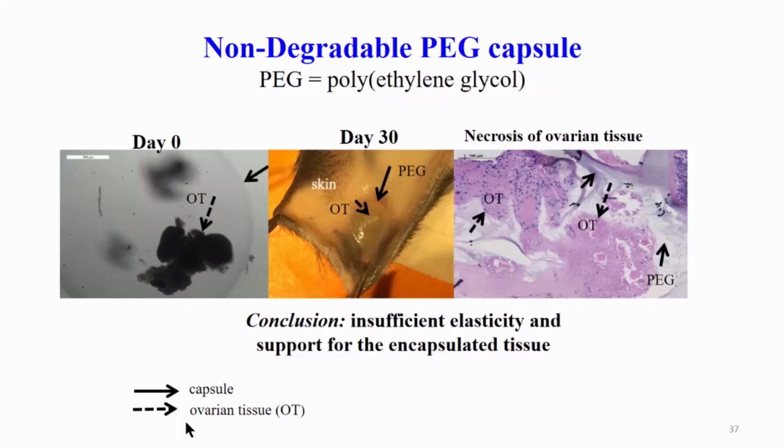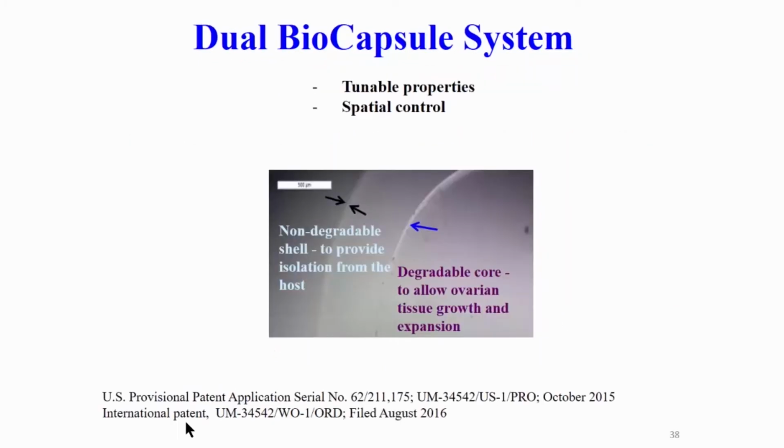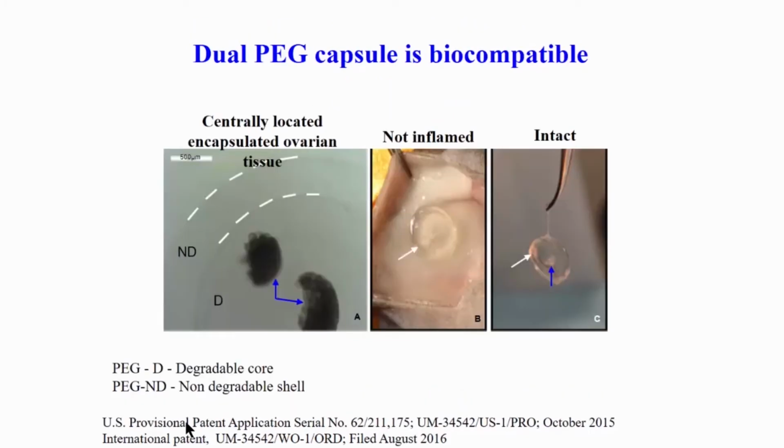Because follicles grow. We tried, and we see here ovarian tissue encapsulated in non-degradable PEG hydrogel, implanted subcutaneously in mice, and all the tissue was necrotic because it doesn't allow expansion. So you probably already know the answer. The idea was, what if we make a dual capsule? We would have the core made of degradable hydrogel. It would allow expansion and degrade over time, but then the surrounding shell is going to be made from non-degradable PEG. It's not going to allow infiltration of the cells.